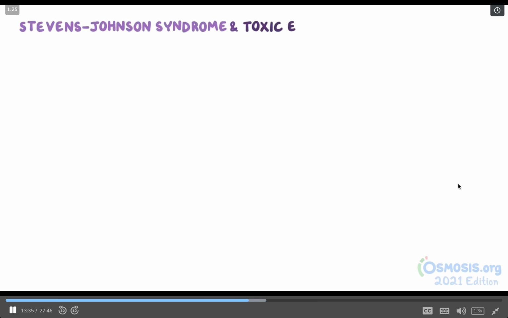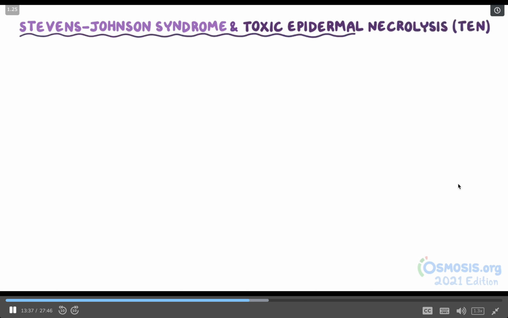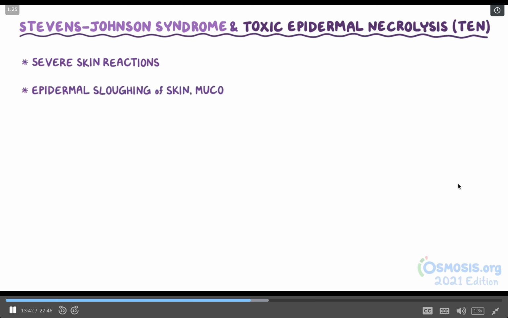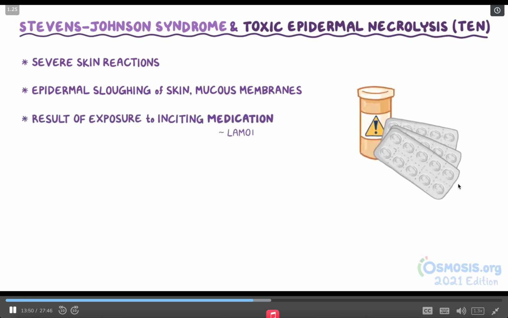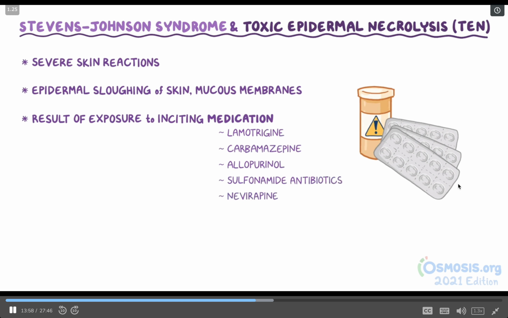Stevens-Johnson syndrome and toxic epidermal necrolysis, or TEN, are severe skin reactions characterized by epidermal sloughing of the skin and mucous membranes. These conditions most commonly occur as a result of exposure to an inciting medication, such as lamotrigine, carbamazepine, allopurinol, sulfonamide antibiotics, and nevirapine.